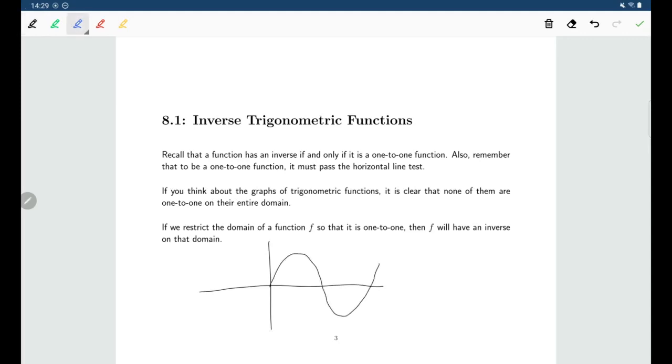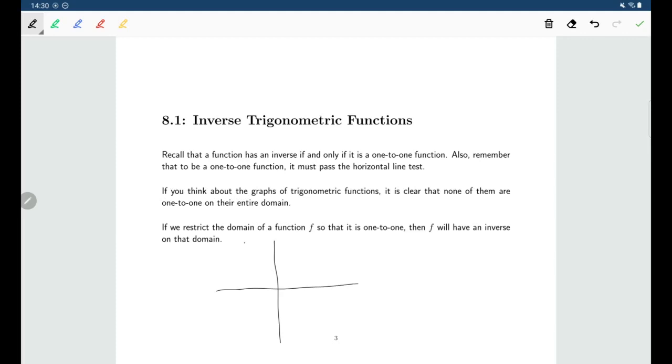For example, the graph of sine of x clearly would fail the horizontal line test. The horizontal line would pass through it not just once, but actually infinitely many times. So sine is not one-to-one, and the same thing is also true for all of the other functions. This is not a surprise because all of our trig functions are periodic, which means that they repeat themselves, which means that they repeat the same y values over and over.